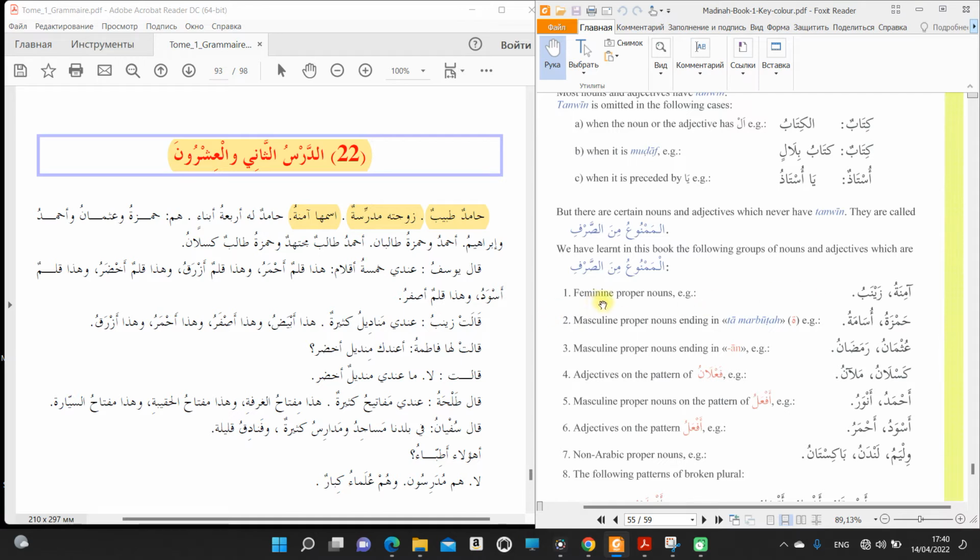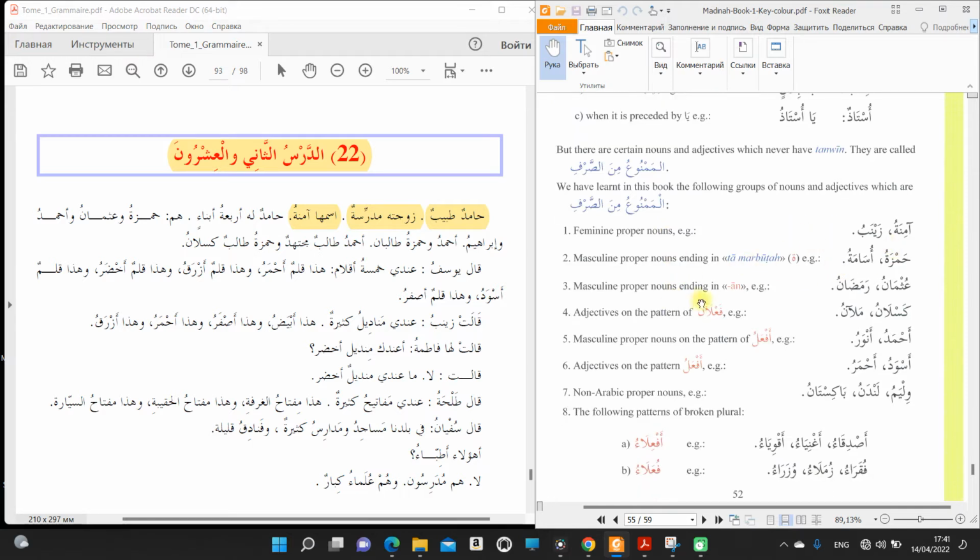The first one is feminine proper nouns. So like feminine names: Aminatu, Zainabu, Khadijatu. You see, it's feminine proper nouns, feminine names, and they never take tanween. Just like here: ismuha Aminatu. We learned it probably in the 3rd lesson. So yeah, now it's here.